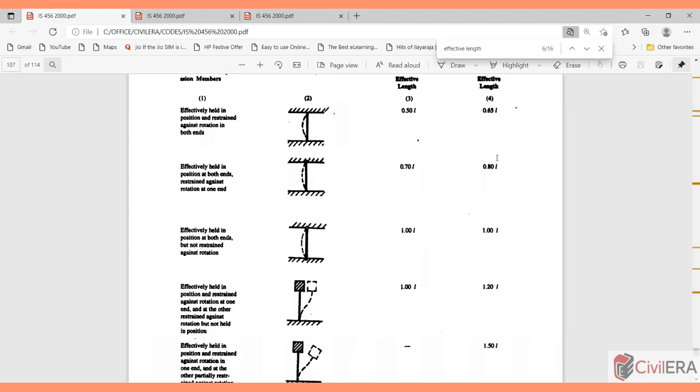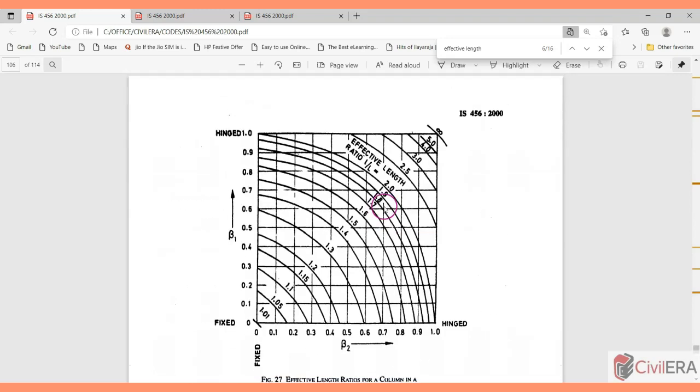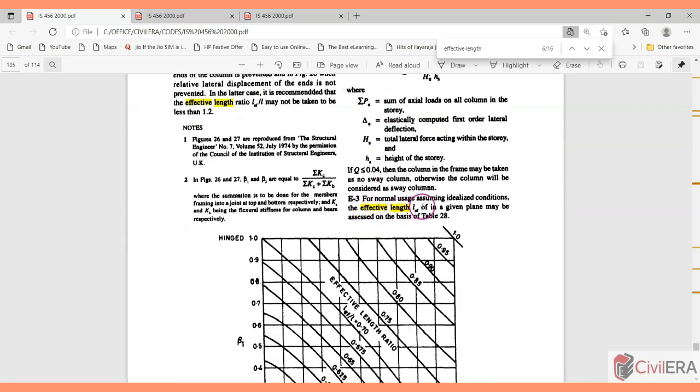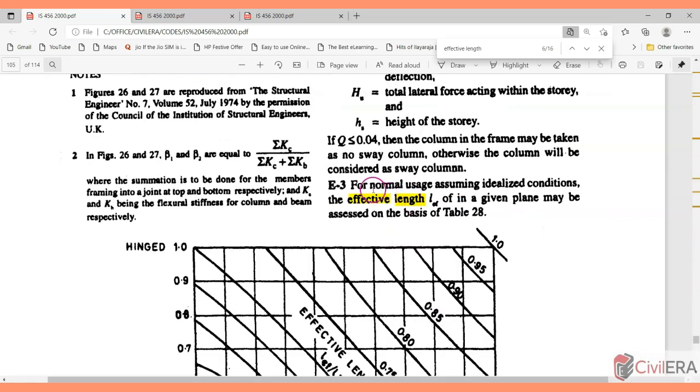Now when you are not doing that in the analysis, in design, how can you assume that to be fully fixed or fully pinned? That's not really right. If you come to the previous page of this in Annex E and read E3, it clearly tells that for normal usage, assuming idealized conditions, the effective length of the column in a given plane may be assessed on the basis of table 28.